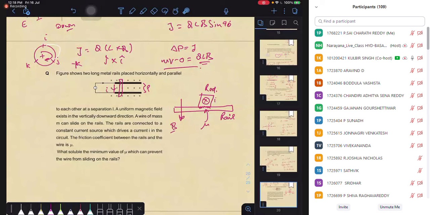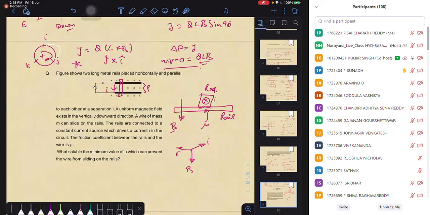Now tell me the direction of force. I cross B. Current is inward. The magnetic field here is downward. So what is the direction of my force? I cross B. If I take it here, this is B and current is inward. So where is I cross B going? It will go to the left side. So I cross B, the magnetic force will be on the left side.